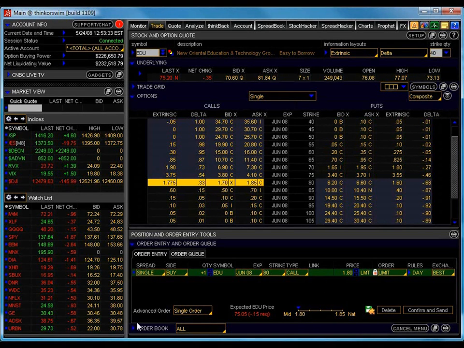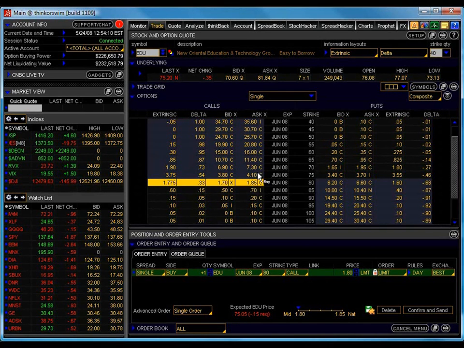Okay, let's move on. That's just a very short example of how a single option is priced, how orders are entered, what they mean, and how you profit from them. Remember, if the underlying stock, in this case EDU, goes up, this option will increase in value. Let's say it goes up $5. It's currently at $75. If it goes up $5, what will happen to the price of this option?